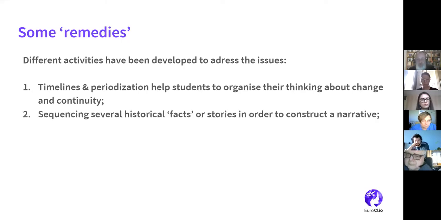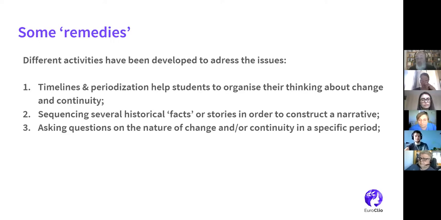The second strategy is something we probably have done ourselves, but we might also let students do: sequencing the historical occurrences in stories in order to construct a narrative. When we tell historical tales, we are trying to organize facts by explaining what did change, why it did change, and so forth. It's a very natural way of trying to understand change. If we let students form their own narratives, we might challenge them to take into account different aspects, as we have talked about before. The third one is asking questions on the nature of change and continuity in a specific period. If you look at the evidence, do you think there is more change or more continuity?